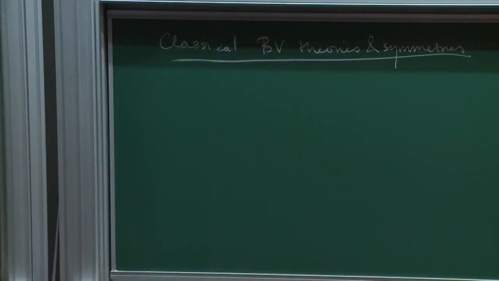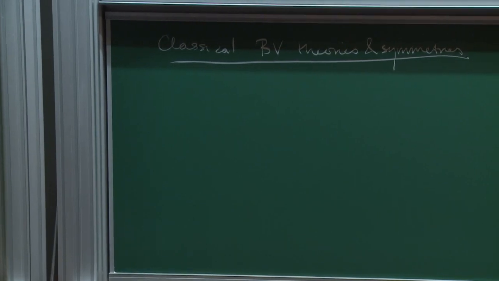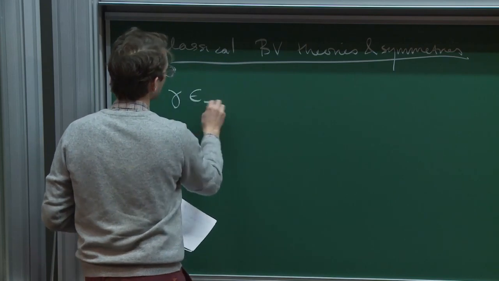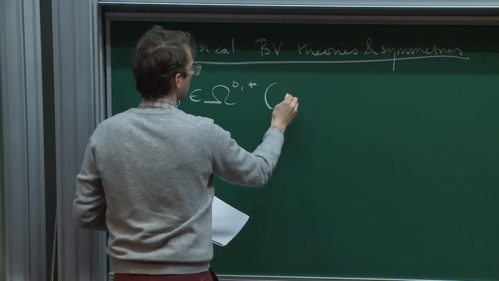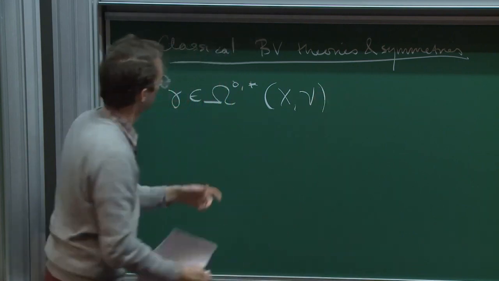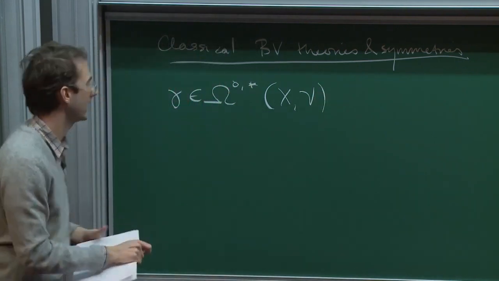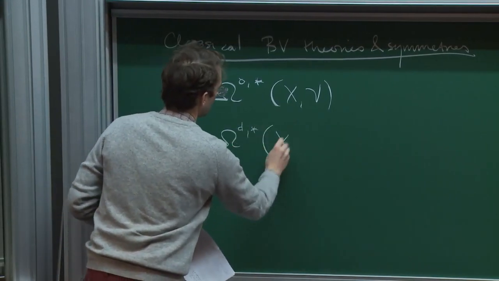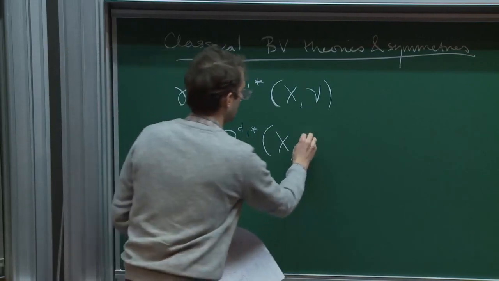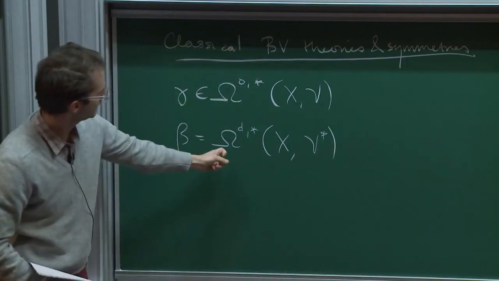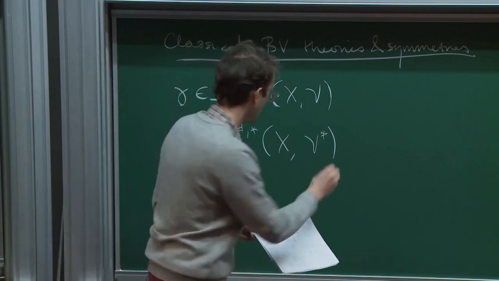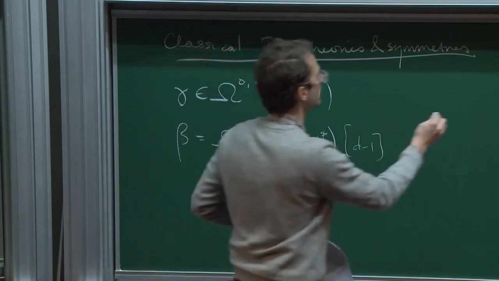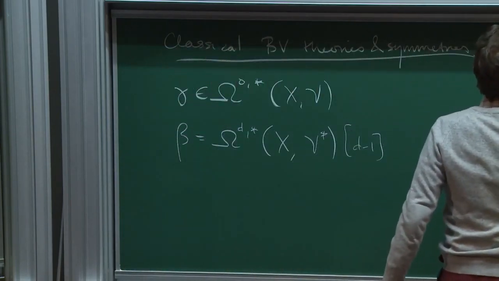And in practice, this is just going to mean doing everything in a differential graded way. So gamma is no longer just going to be a smooth function. It's going to be an element of the Dolbeault complex with values in V. And beta is going to be in the Dolbeault complex of holomorphic D-forms with coefficients in the dual bundle, but with a shift. So I should say here D is going to be the dimension of X.